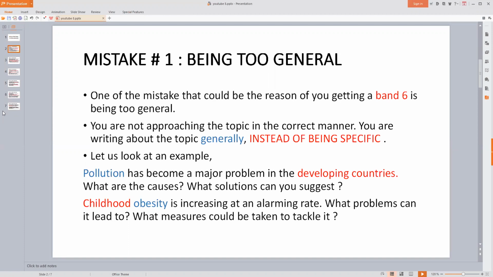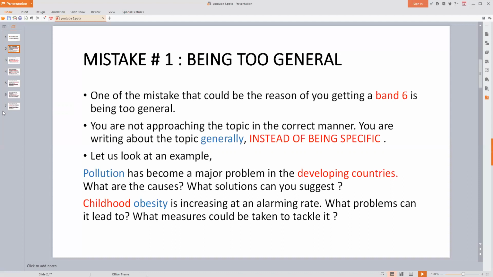if you get this question and you say, wow, I need to write about pollution and I know everything about pollution. I know about air pollution, water pollution, and whatnot. Well, guys, that's the mistake. That's the mistake that's costing you your band. And that's stopping you from getting the band 7.